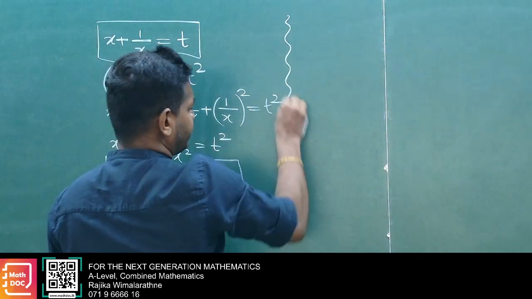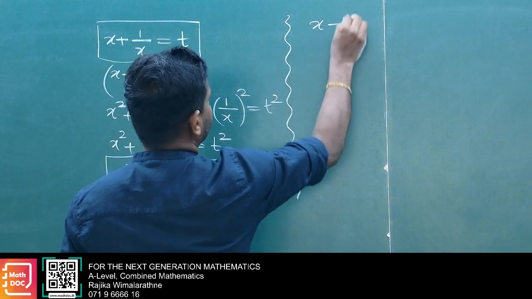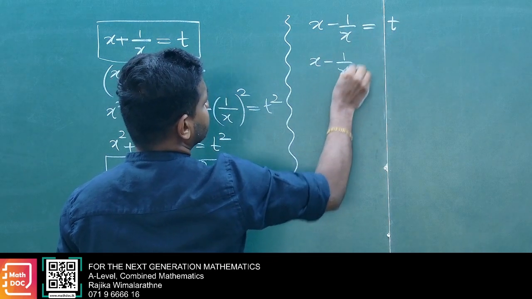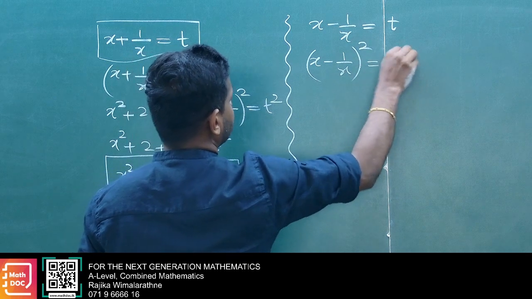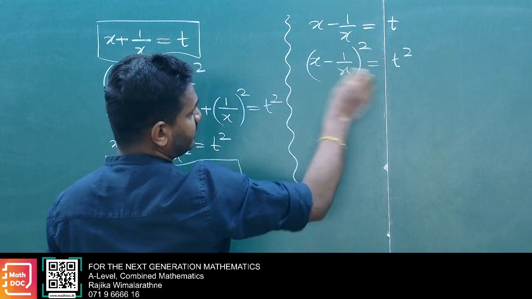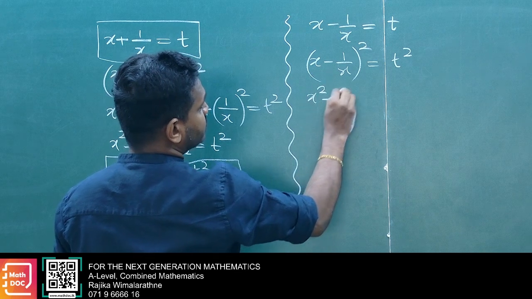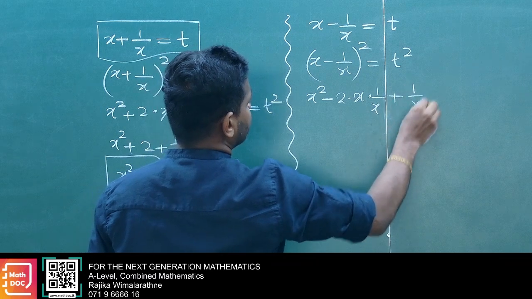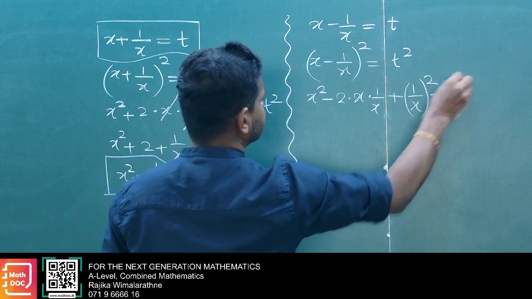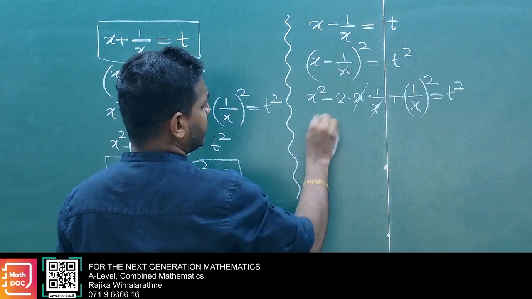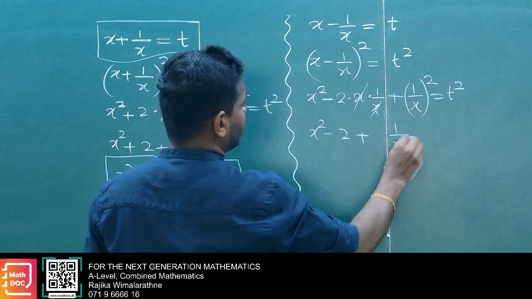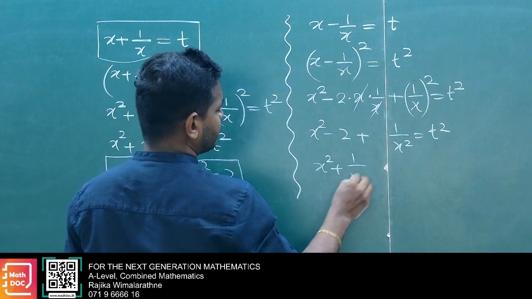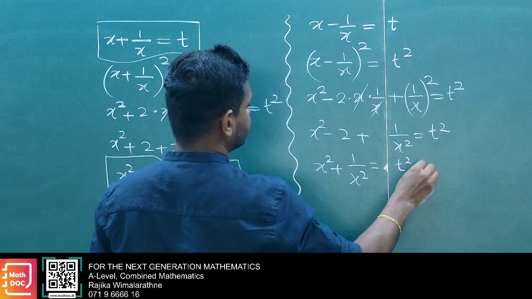There's another one. If you have x minus 1 over x equal to t, you square both sides: (x minus 1 over x) squared equals t squared. Expand, here power 2 binomial, we have 3 terms: x squared minus 2 times x times 1 over x plus 1 over x squared equals t squared. Then x squared minus 2 plus 1 over x squared equals t squared. Then add 2 to both sides, so x squared plus 1 over x squared equals t squared plus 2.